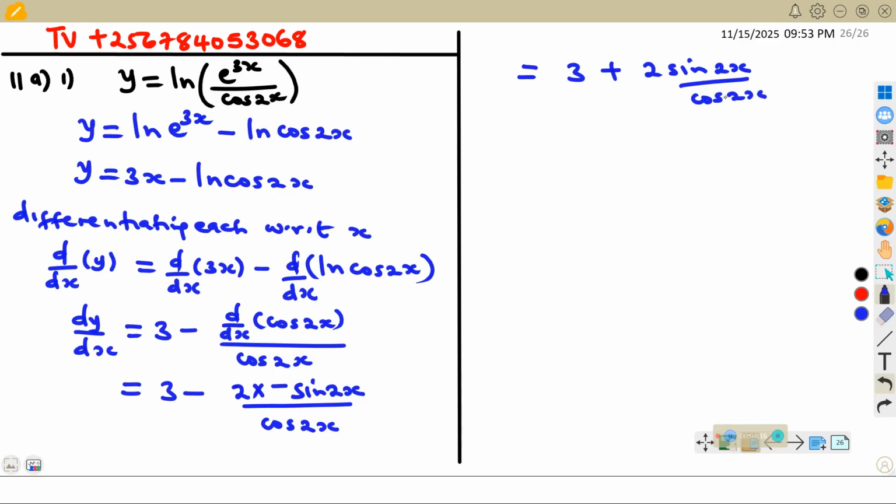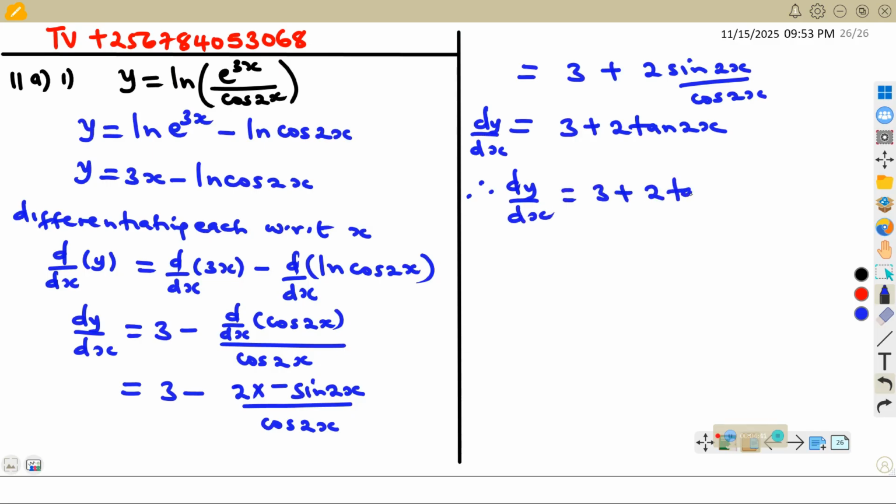But we know sine 2x over cos 2x is tan of 2x. So we can have this as 3 plus 2 tan of 2x, and this will be dy dx. Therefore, when you differentiate this function with respect to x, you get 3 plus 2 tan of 2x, and that will be the derivative of y with respect to x.